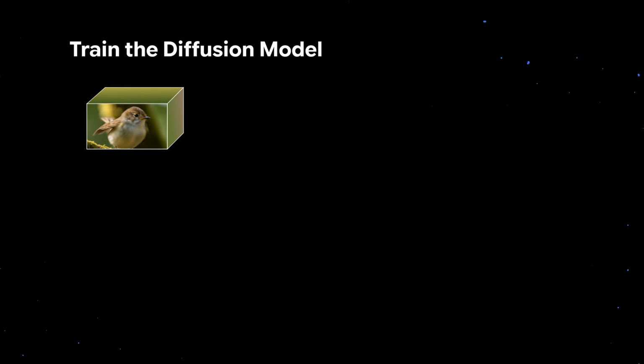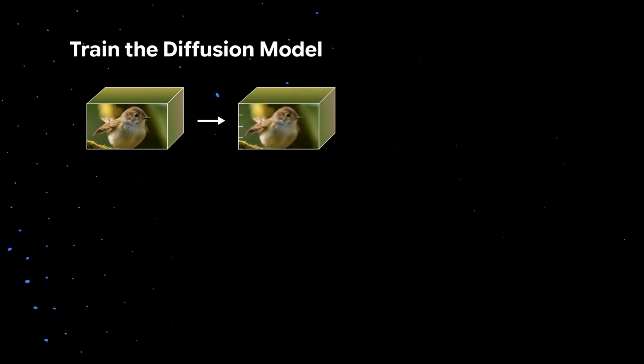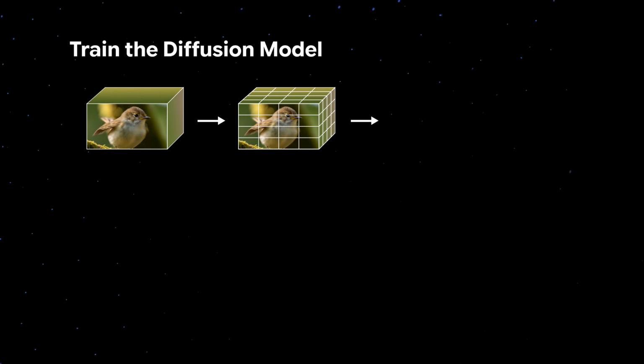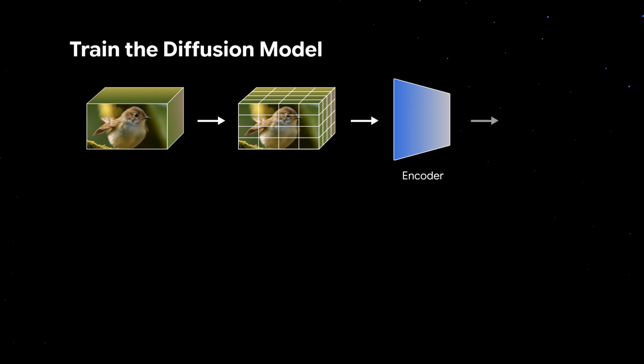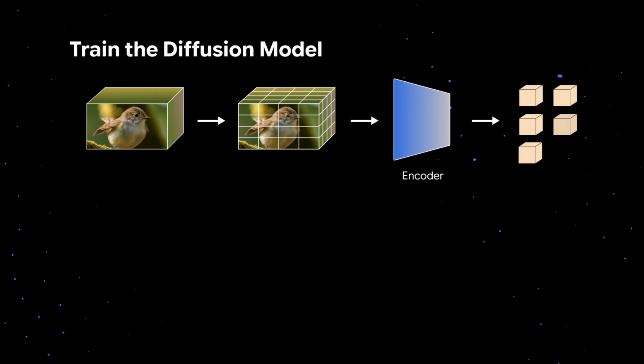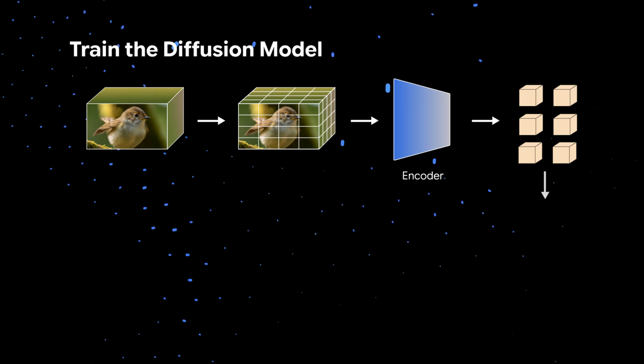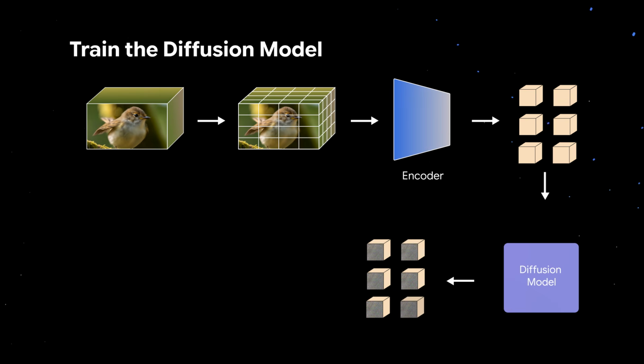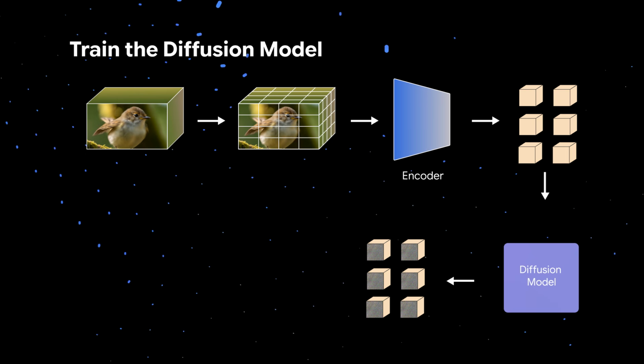Let's put everything all together. To train the diffusion model, we start with our sequence of image frames. We break the images into patches across space and time, and then get a smaller encoded representation of these patches in latent space. These patches are passed to the diffusion model, which predicts the noise to remove from the patches. And the model tries to minimize the distance between the predicted noise and the actual noise. This is how we train our diffusion model.